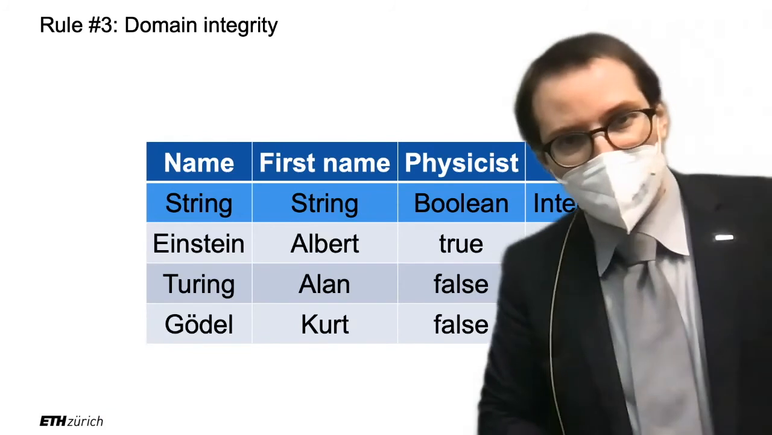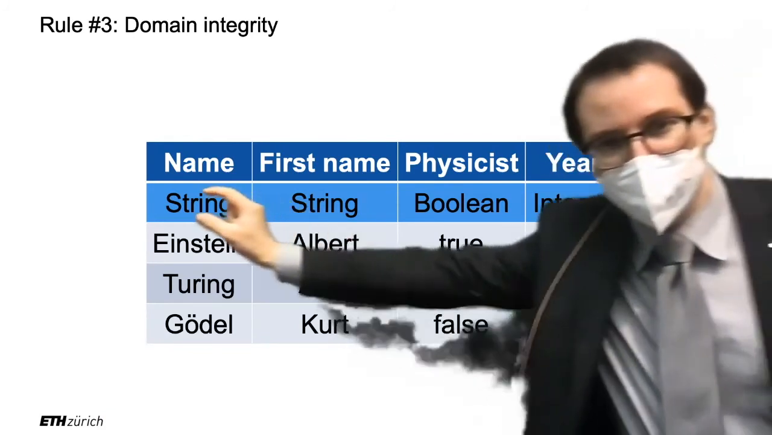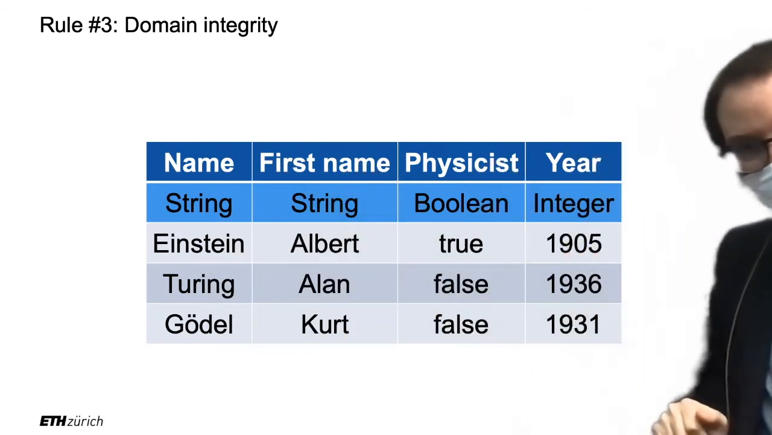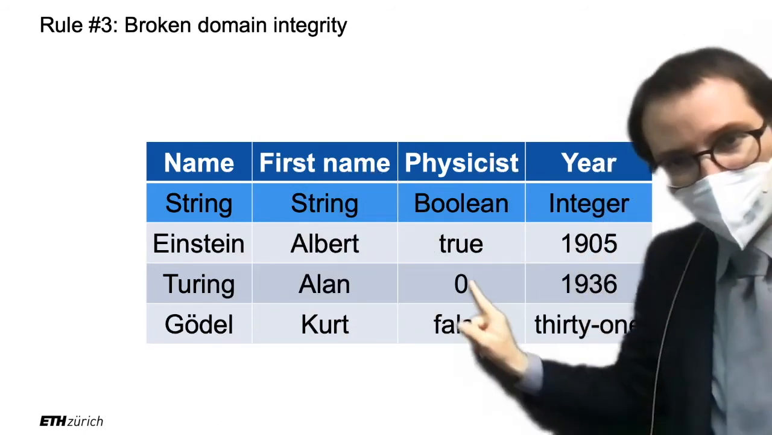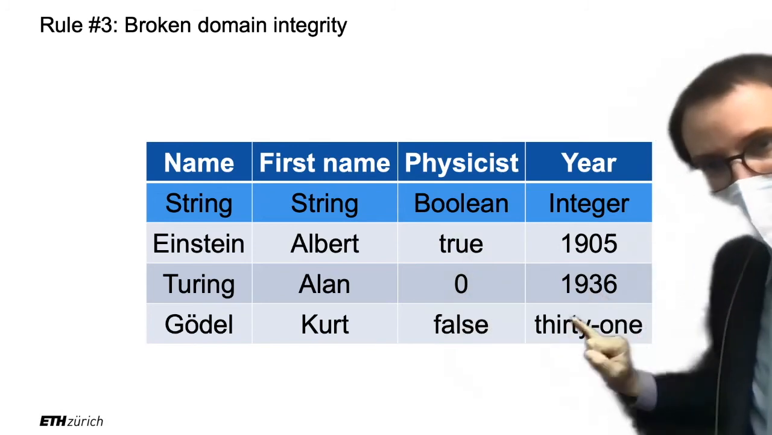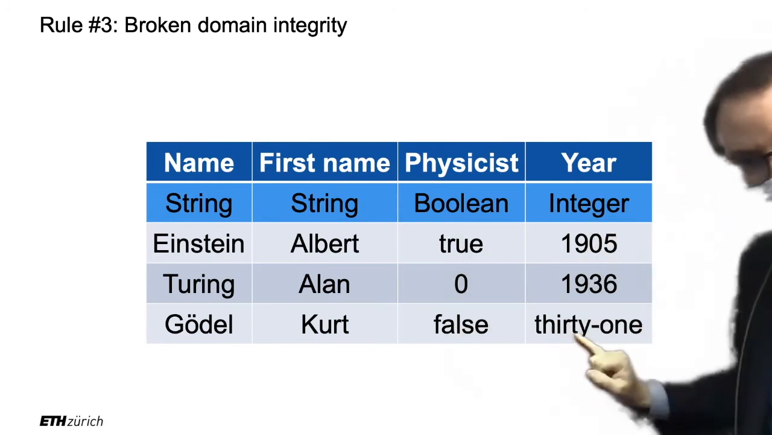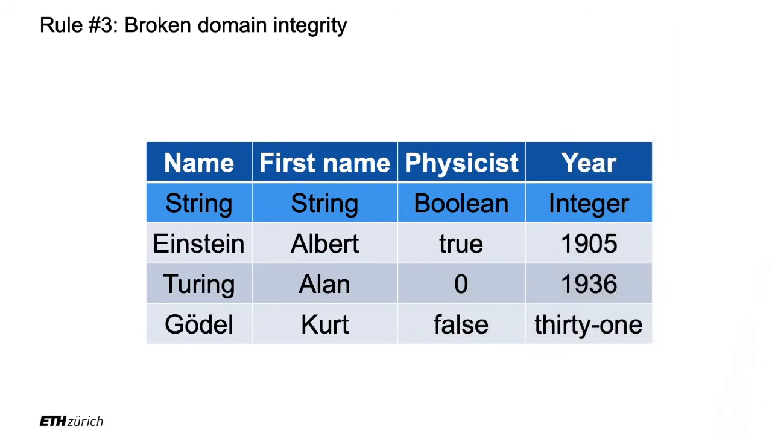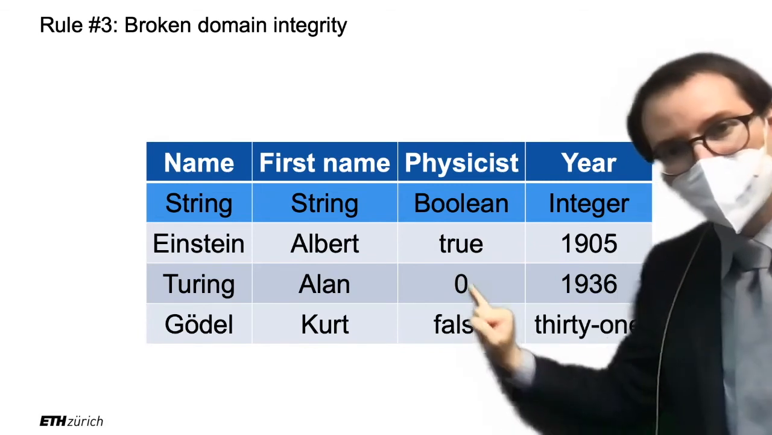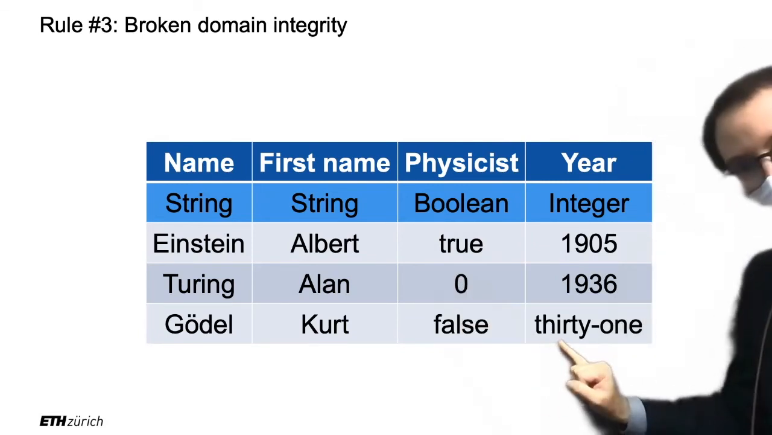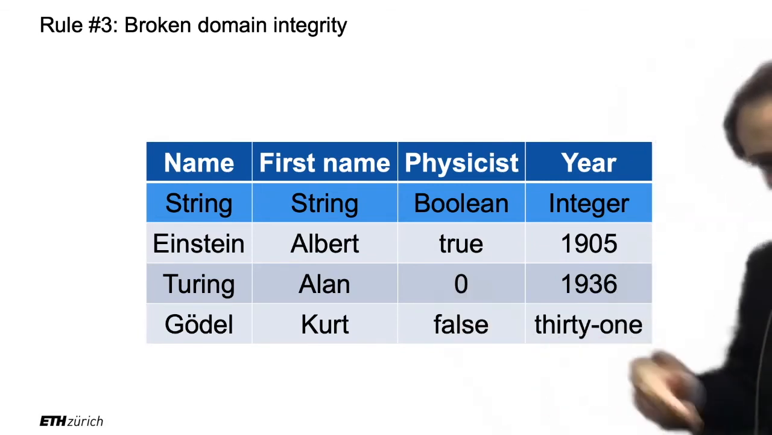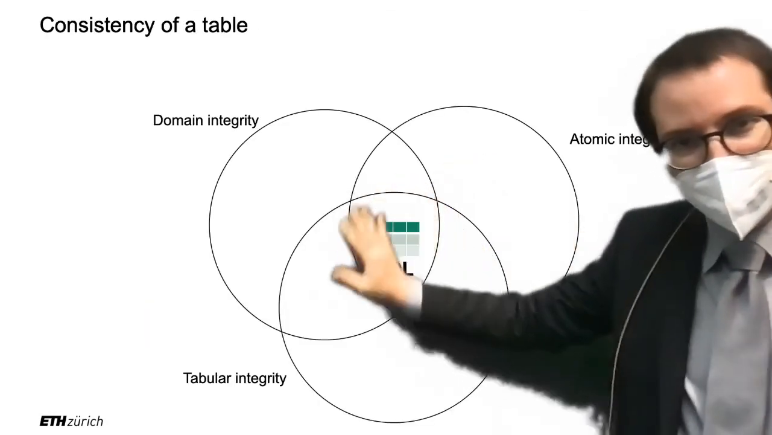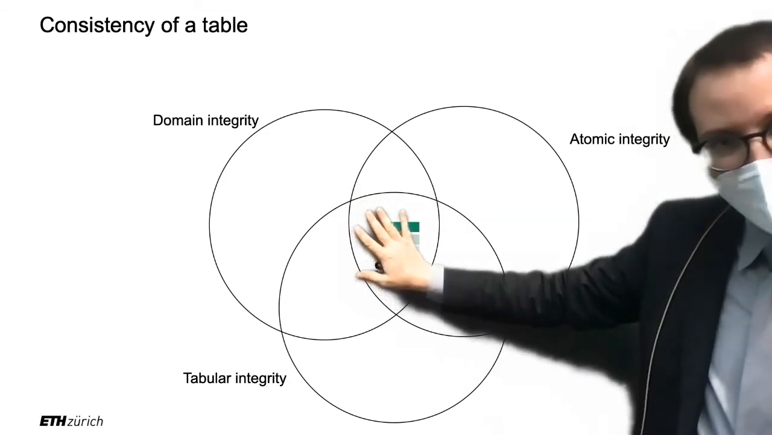And the third one, domain integrity, we already saw that one. This is where you have the domains here. And you specify this is a string, this is a string, this is a Boolean, this is an integer. Here, it's broken because 0 is not a Boolean, it's a number. And this here is not an integer, it's a string. Right? So you should clean that up. In fact, people spend millions of dollars cleaning things up. So you could turn the 0 into a false, and you could turn 31 into a 3 and a 1, or 1931, right?